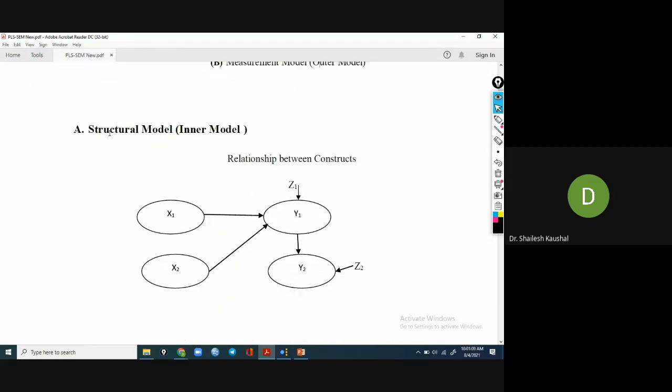Now the structural model, the inner model, is the relationship between constructs: y1 related with x1 or x2, and then further we can find the relationship between y2 and y1. Okay, so it's an inner model or structural model, because we are finding a relationship between two or more constructs.